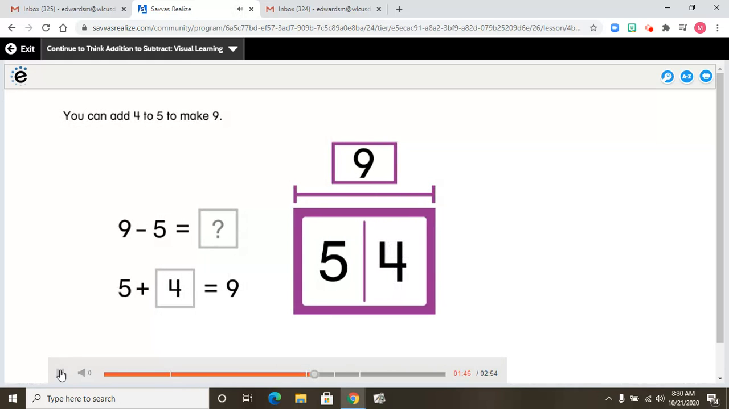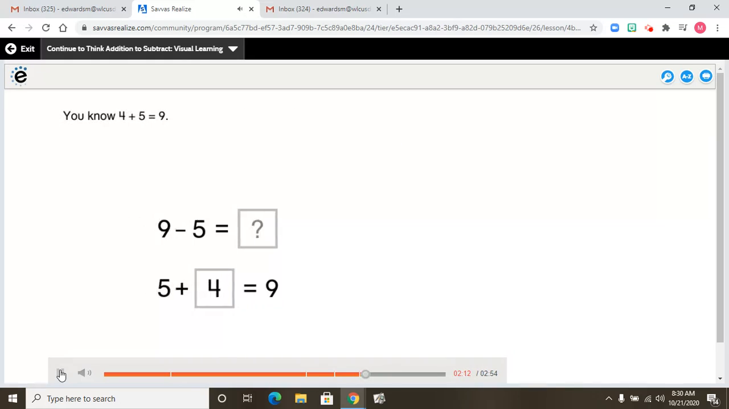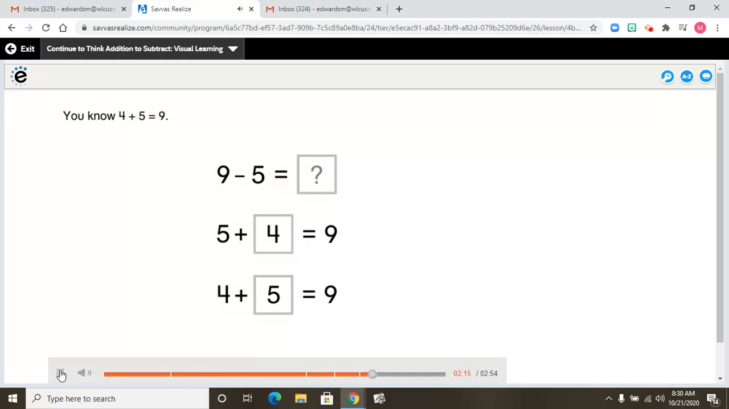You can add 4 to 5 to make 9. 4 is the missing part. How do you know that 4 is the missing part? 5 plus 4 makes 9. If you know 5 plus 4 equals 9, what other addition fact do you know? You know 4 plus 5 equals 9. Think of the addition fact to solve the subtraction fact. 5 plus 4 equals 9. So 9 minus 5 equals 4.